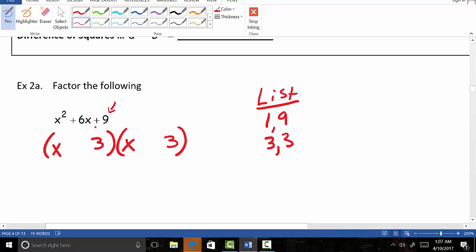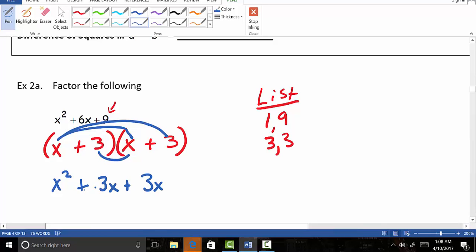Now, because everything is positive, we have no choice in this matter that the binomials are also going to be all positive. And just to help illustrate what's happening here, let's do the whole check thing. We have x squared, and then we have x times 3. Well, that does give us 3x, and then we also have another 3x. And then, lastly, the plus 9 at the end.